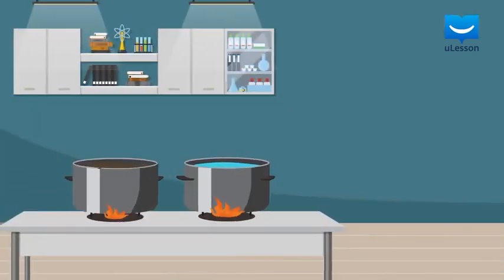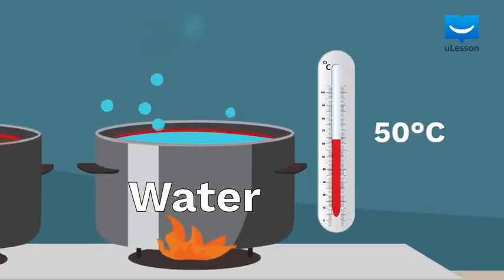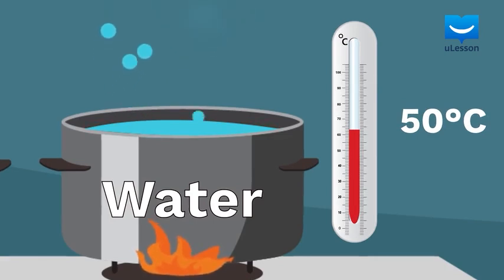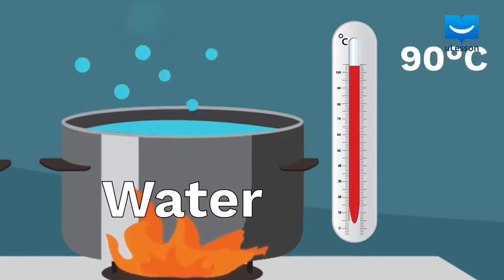For example, a pot of oil requires less heat to get to the same temperature as a pot of water. Now observe that the hotter you want your pot of water or oil to be, the more heat you will need to add. We can explain these three cases using the concept of specific heat capacity.